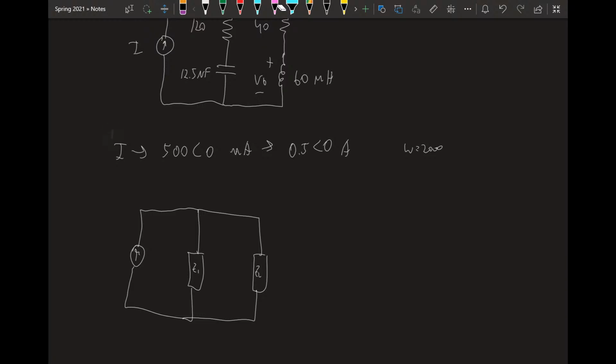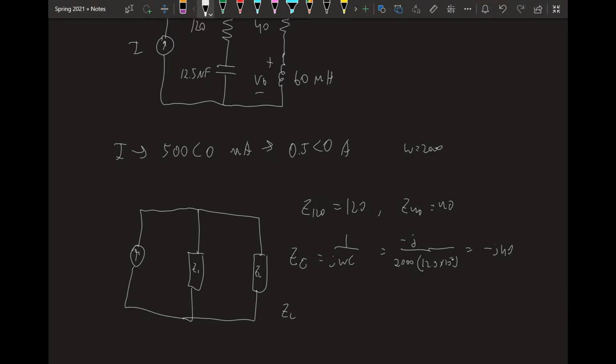Let's convert our components to impedances. The impedance of a 120 ohm resistor is just 120 ohms, just like the impedance of the 40 ohm resistor is 40 ohms. The impedance of the capacitor, if we recall, is 1 over j omega C. Let's move the j to the top, multiply j by top and bottom. We're going to get negative j over omega, which is 2000, times C, which is 12.5 times 10 to the negative 6 farads. When you use your calculator and multiply it out, negative j40.